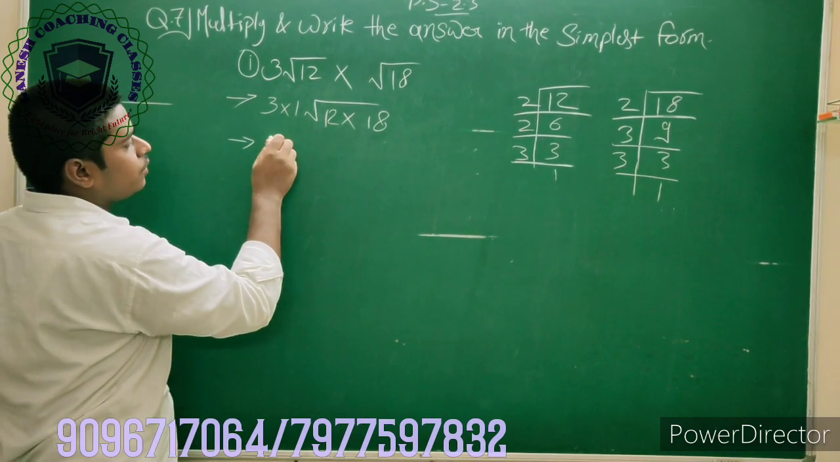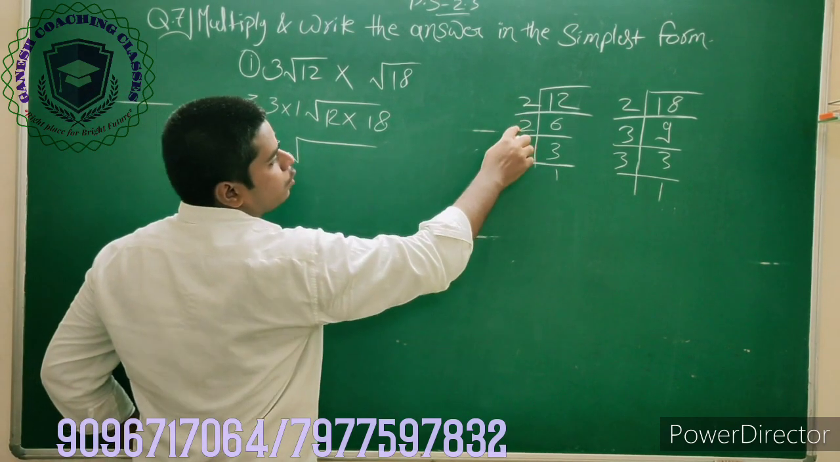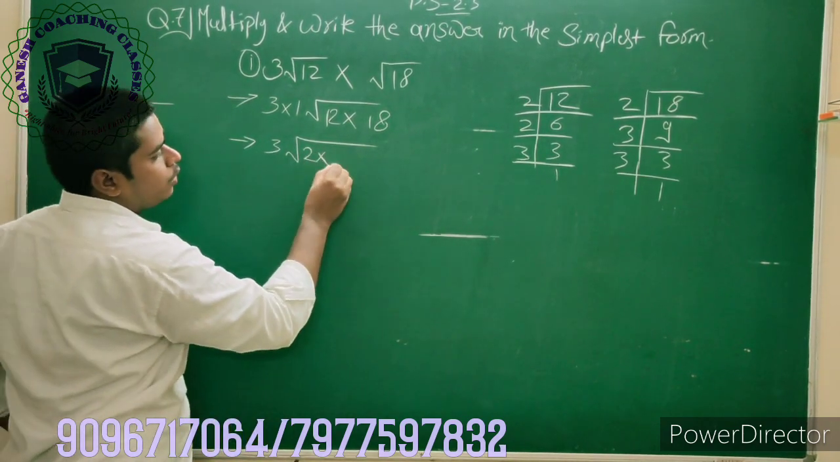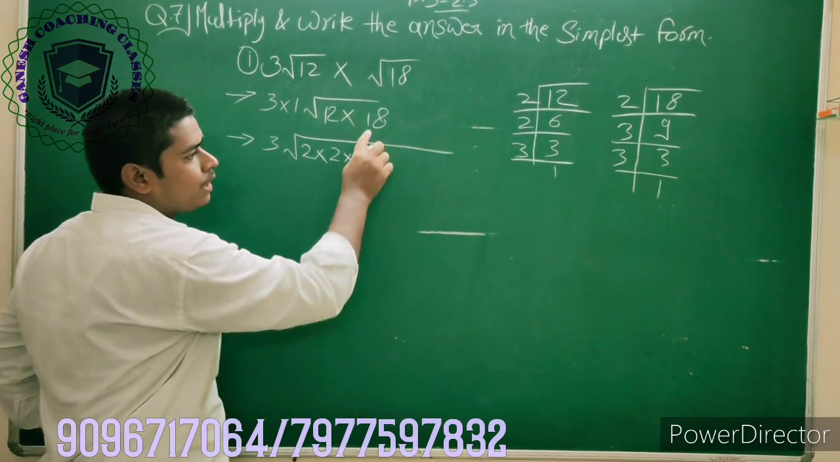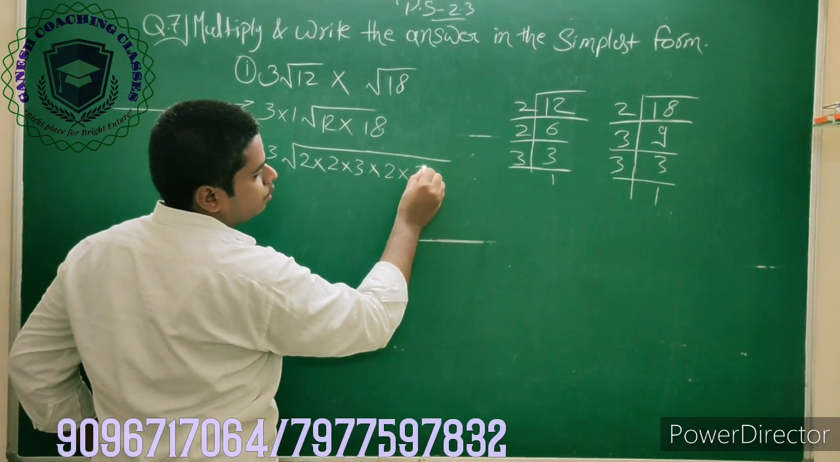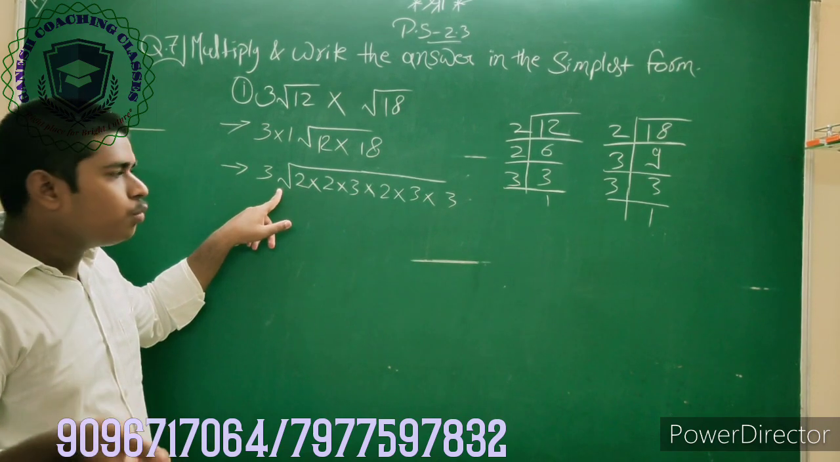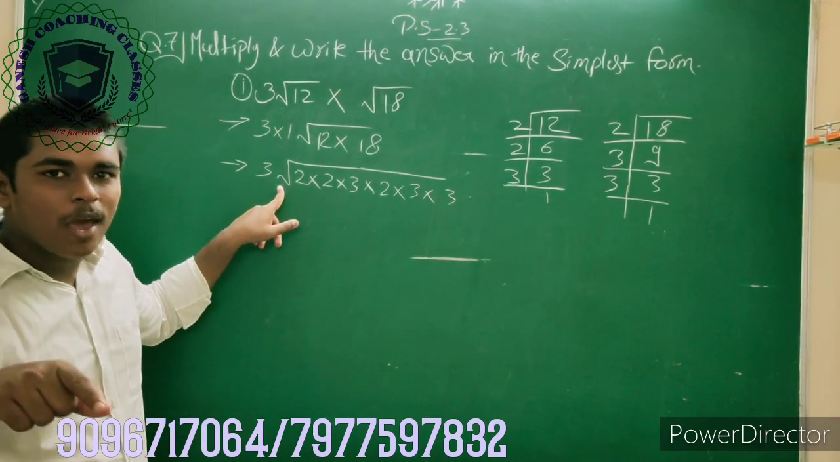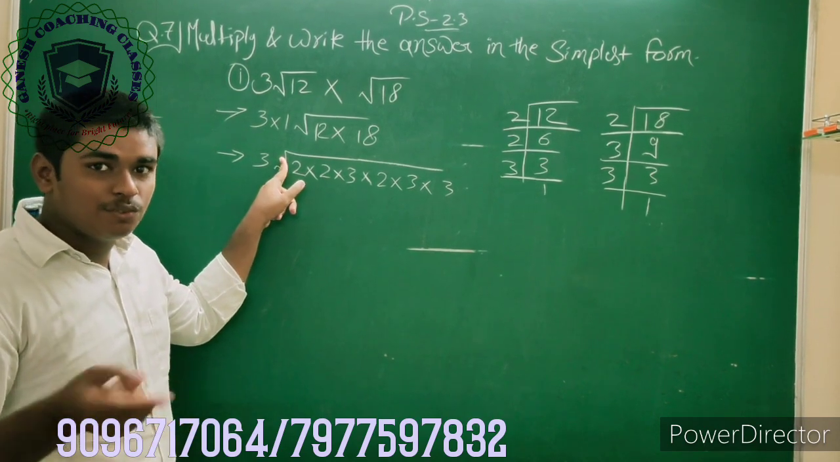So 3 ones are 3, and 12 can be written as 2 into 2 into 3, and 18 can be written as 2 into 3 into 3. Now tell me, which root is it? Is it a square root or a cube root? No order is given, which means it is a square root.